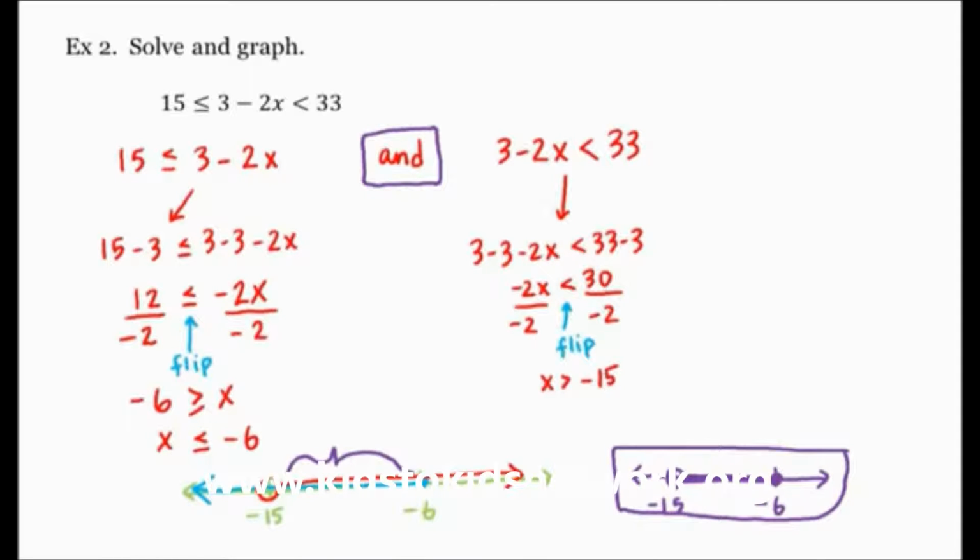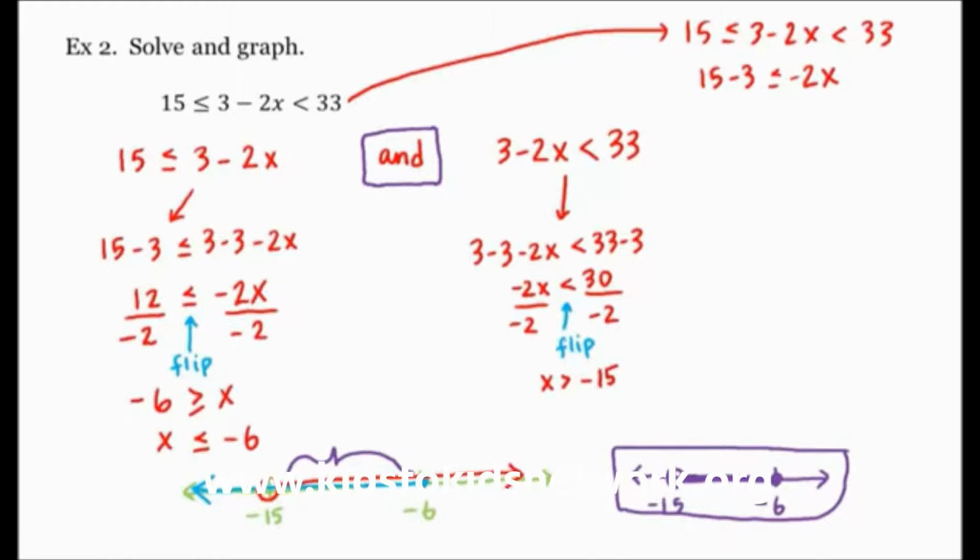Now, when working with this type of compound inequality, we didn't necessarily need to split. We could have started with this original chain of inequalities. So 15 less than or equal to 3 minus 2x is less than 33, and worked with all the parts at the same time. In other words, we can subtract 3 everywhere, which would give us 15 minus 3 is less than or equal to negative 2x, because the 3's would cancel in the middle. It's less than 33 minus 3. Or 12 is less than or equal to negative 2x, which is less than 30.